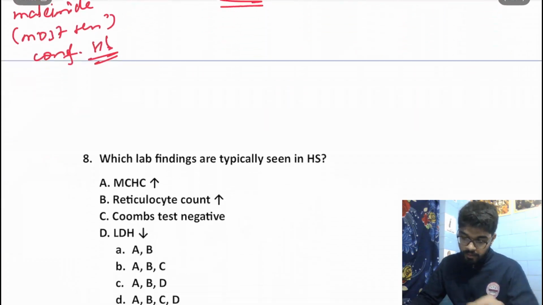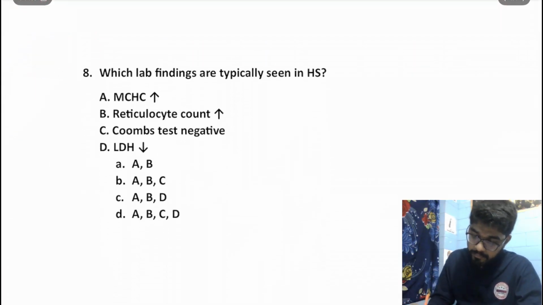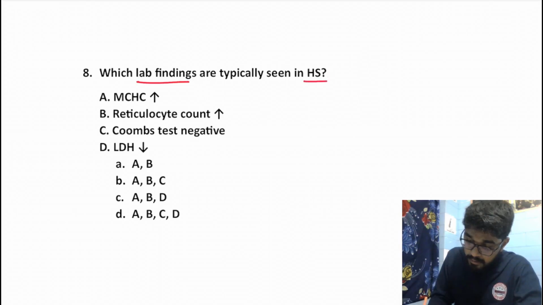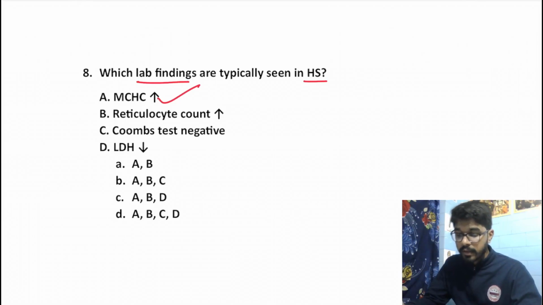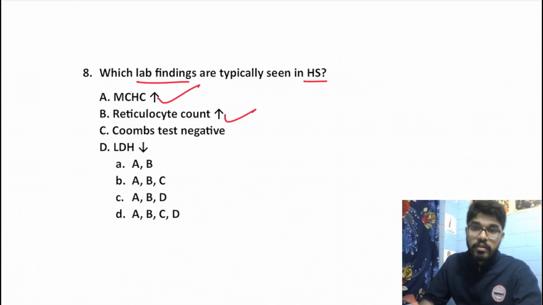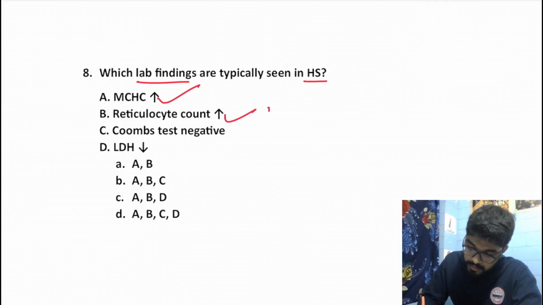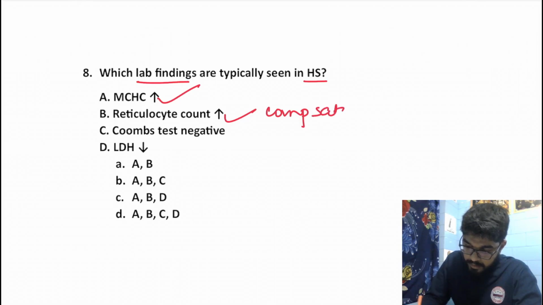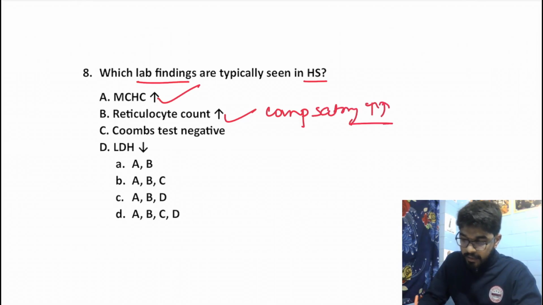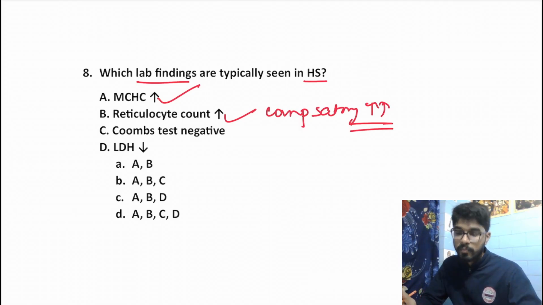Okay. Moving on to the next question. Which lab findings are typically seen in hereditary spherocytosis? Increased MCHC, yes, we all know this, we have discussed that. Increased retic count, yes, due to hemolysis there would be an increase in retic count. This is due to compensation. This is a compensatory increase, right? Release of the reticulocytes from your bone marrow.